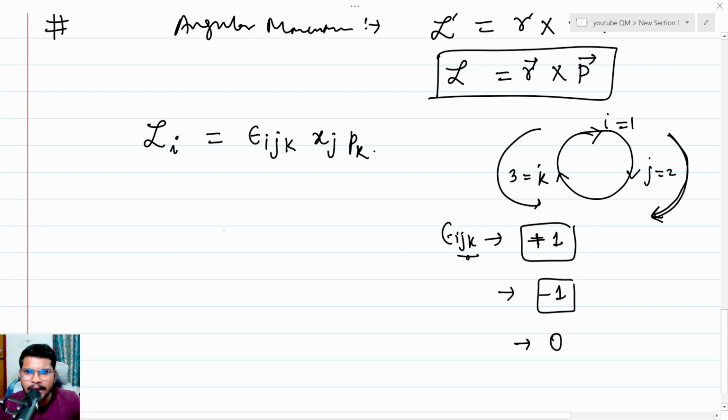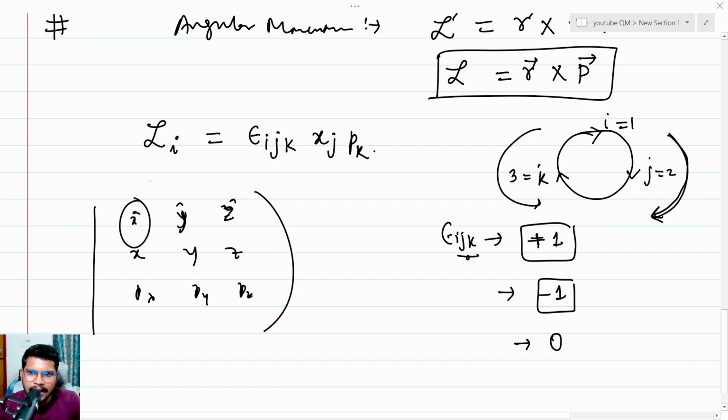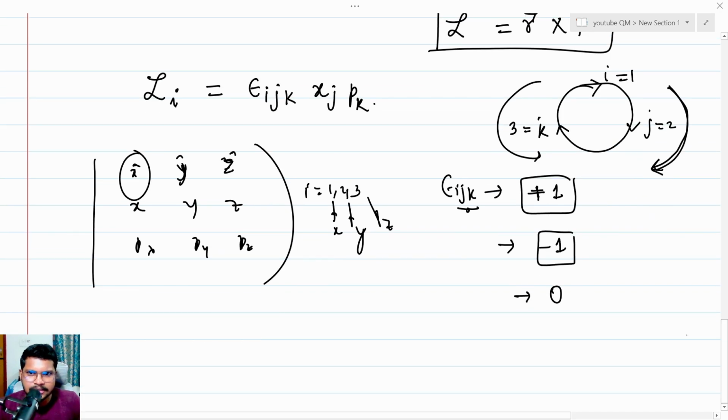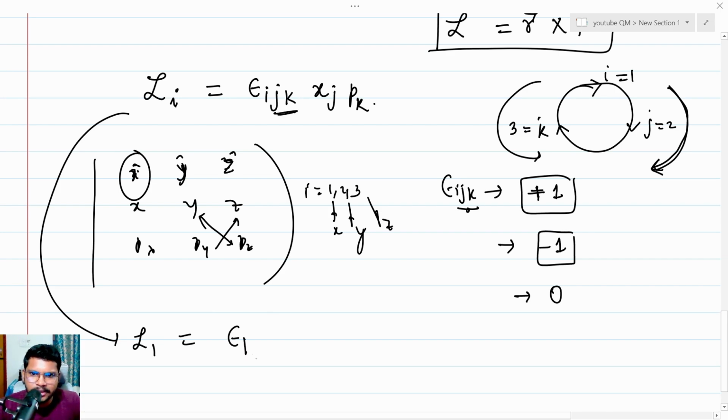So r cross p, if you write it as a determinant, let us say x hat, y hat, z hat, then x, y, z, and px, py, pz. For L_i, i goes from 1, 2, and 3. 1 is for x, 2 is for y, and 3 is for z. So L1 becomes what? I can easily find out Lx. It becomes y into pz minus z into py, right? From here I will also get the same thing. Lx or L1 is equal to epsilon 1jk, and I know that this has to be this combination, x_j p_k, right?